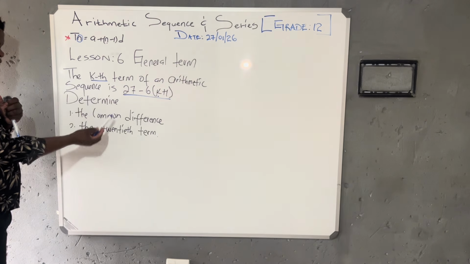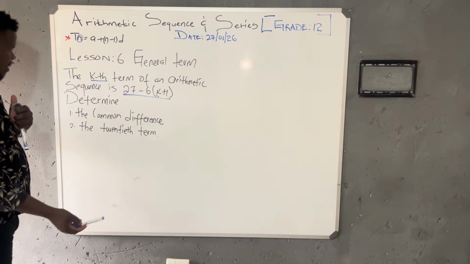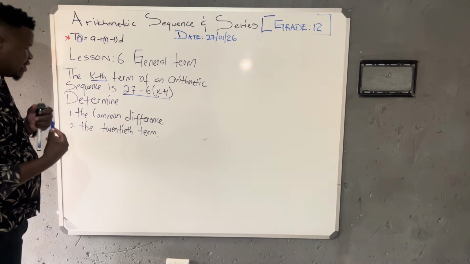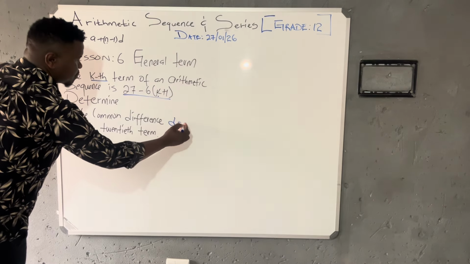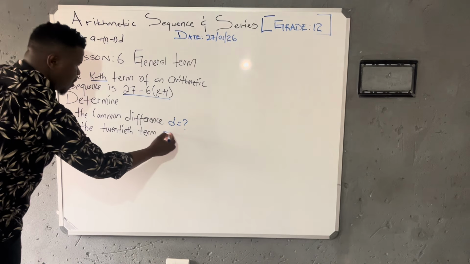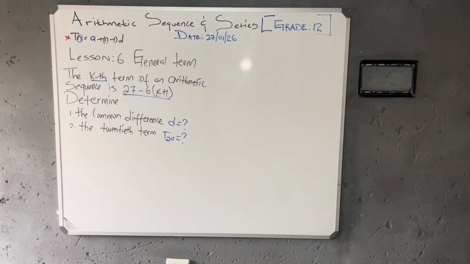So now the question is: determine the common difference. After the common difference, now determine the 20th term. This is where they are looking for d. They are looking for T20. This is actually the question in short.